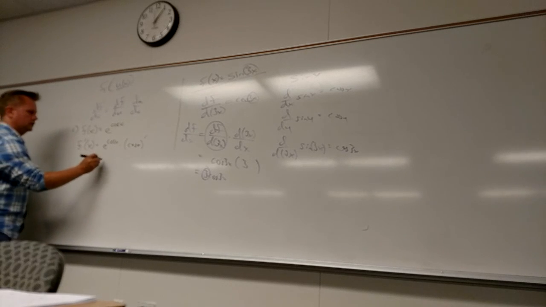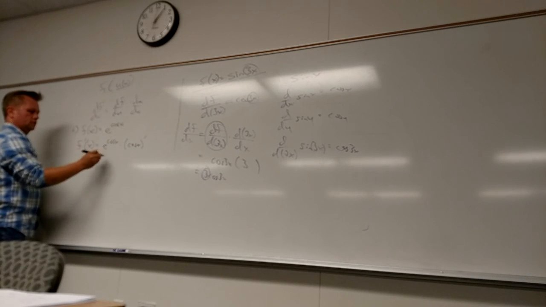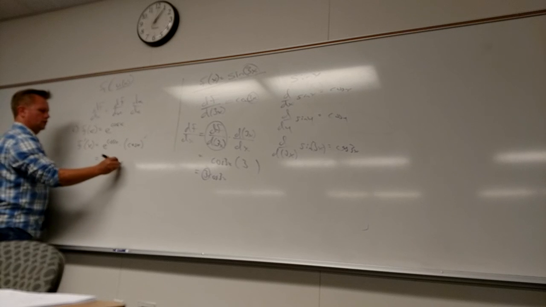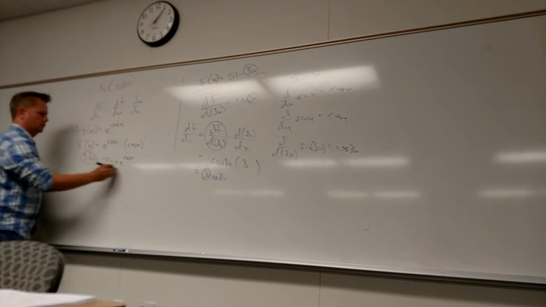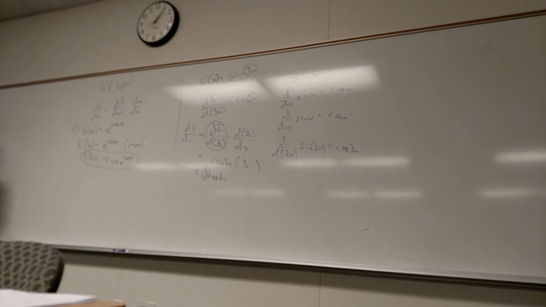Yeah, so then I get e to the... so what's the derivative of cosine? Negative sine x, e to the cosine x. That's the derivative of that function. That's chain rule. Everything we've done before today, if you look back, they all had x as the inside function.